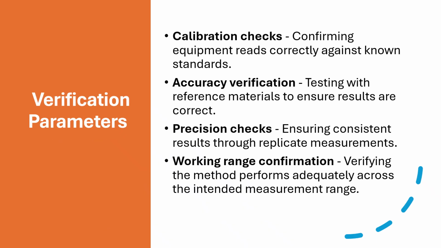Verification parameters are generally simpler and more focused than validation parameters. They typically include calibration checks, accuracy verification, precision check, and working range confirmation. So only these 4 things are checked: linearity, accuracy, precision, and working range.